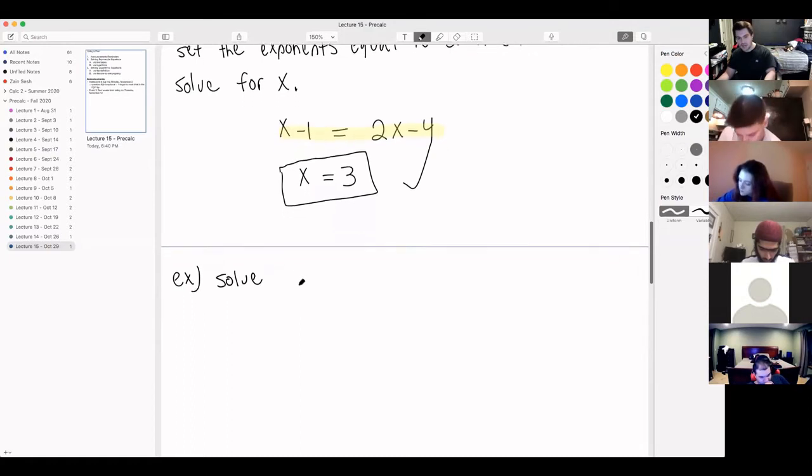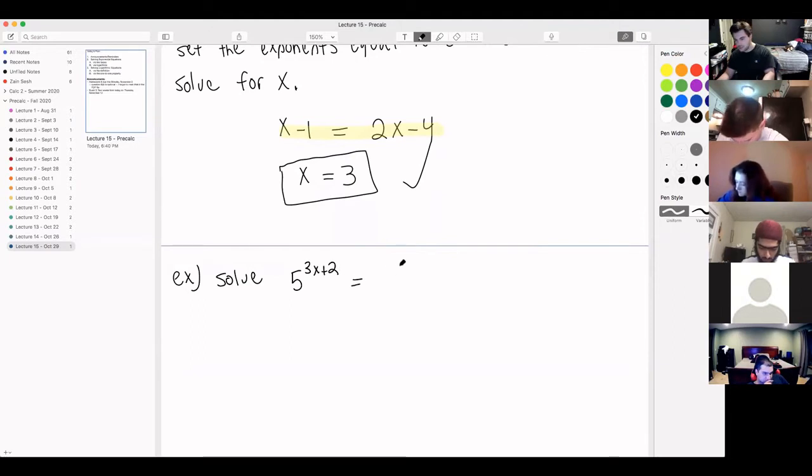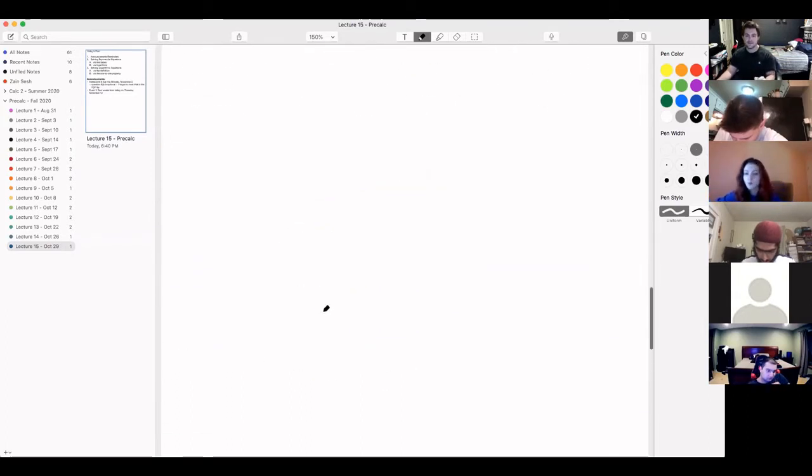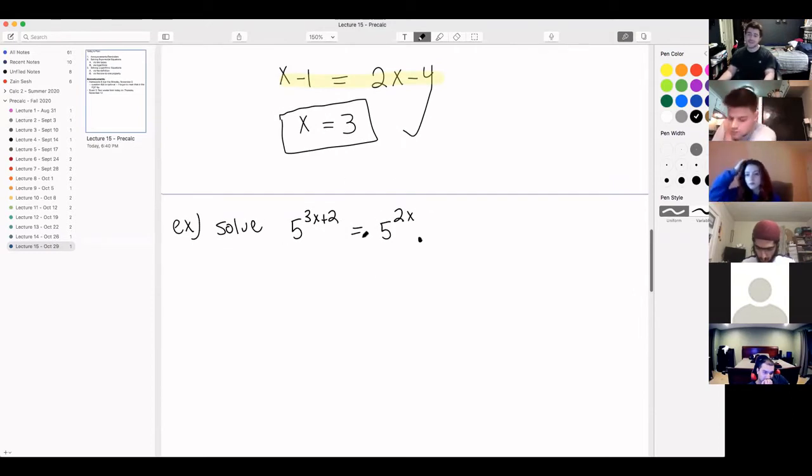All right, solve 5 to the 3x plus 2 is equal to 5 to the 2x. Okay, this is the exact same procedure as the previous example. The bases are the same, so I can just set the exponents equal to each other. That's it. So 3x plus 2 will be equal to 2x. All right, and this you will get is equal to negative 2.